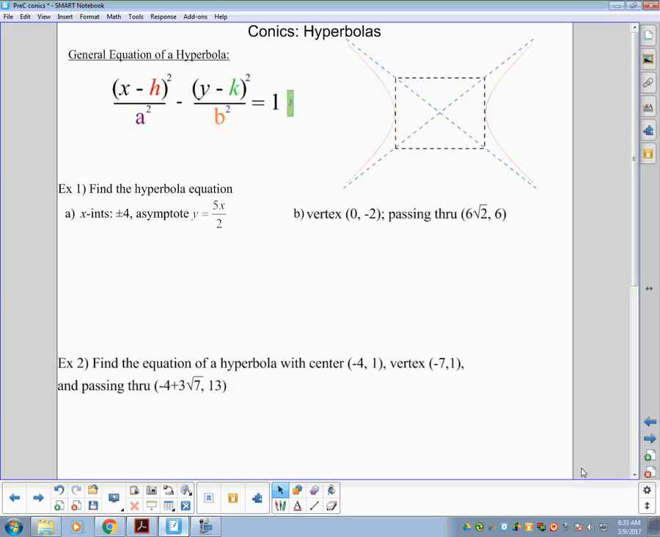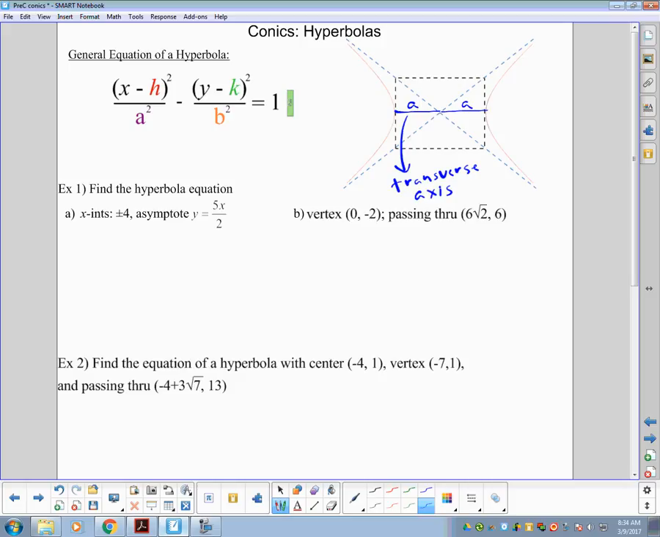So once again, H and K are the center, just as before. A and B play a slightly different role. Instead of A being the length of the semi-major axis and B being the length of the semi-minor axis, A and B become the length. There's A. That is half the transverse axis. The transverse axis is the axis that splits through the middle of the hyperbola. It's the direction in which it opens. So this is called the transverse axis.